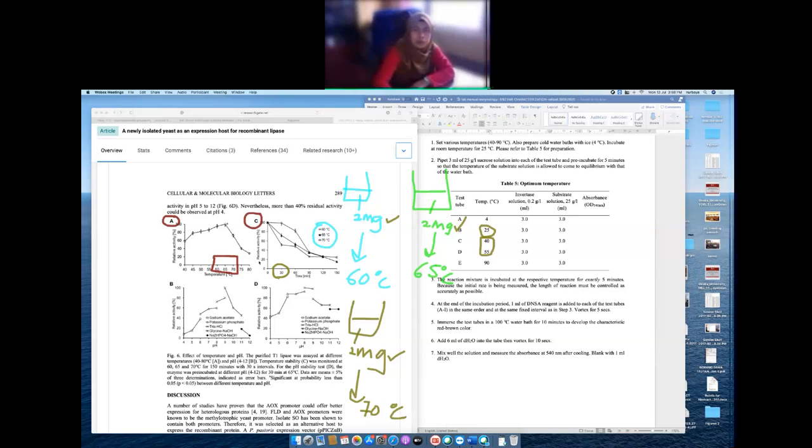Okay, so what's next after 30 minutes? After 30 minutes, you need to take out maybe 0.5 ml of the enzyme. This one, take out 0.5 ml of the enzyme. This one, take out 0.5 ml of the enzyme. Okay, so this enzyme you take out, and then what's next? You do the assay at the substrate.